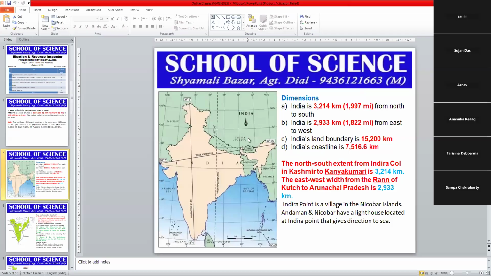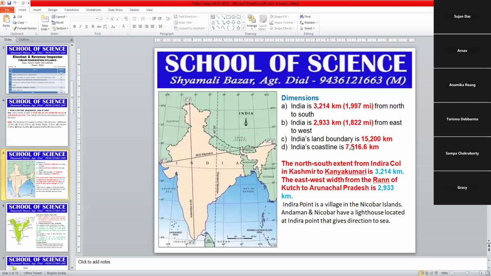Next one is your dimensions. India is 3,214 kilometers from north to south. The north-south extension of India is 3,214 kilometers. And the east-west extension of India is 2,933 kilometers. India's land boundary is 15,200 kilometers, almost double of India's coastline.